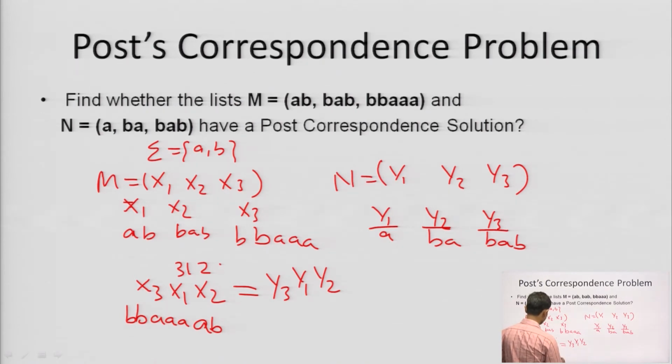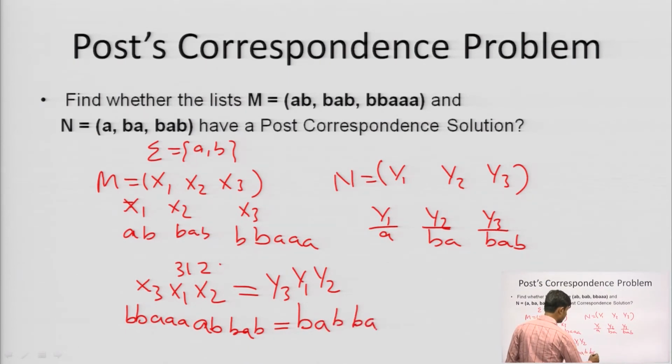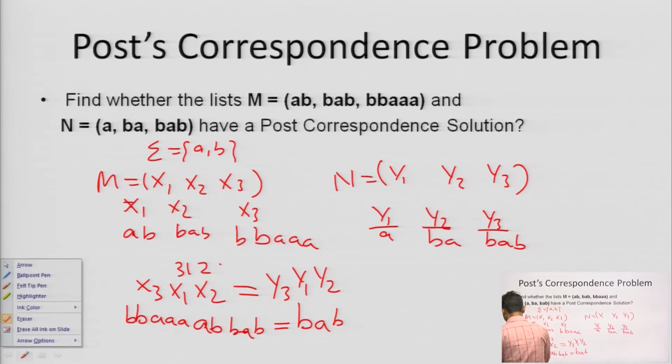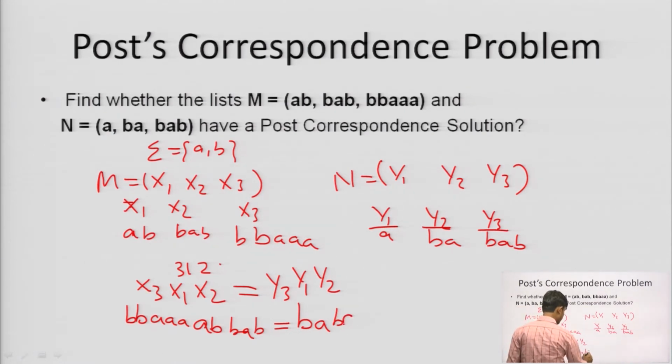What is x2? x2 is BAB, and it is compared with y3. What is y3? y3 is BAB, and y2 is BA. Sorry, y1 is A only. Then after that, y2 is BA. Is it equal? No, it is not equal. So there is no solution. You can take any sequence, and I think you will not find a solution.